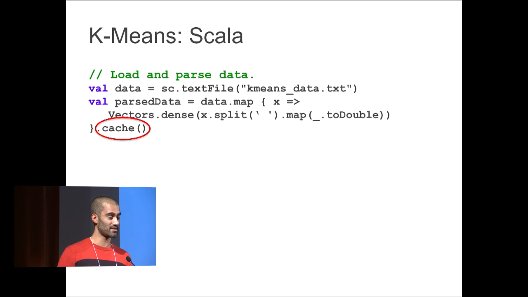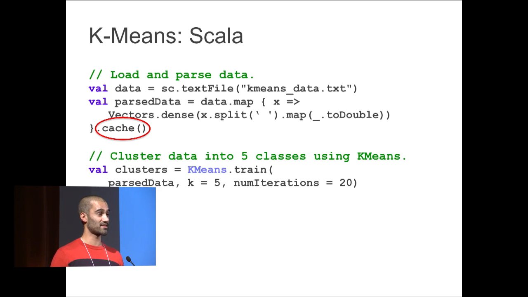And notably, it's important to note that you cache this data. Again, this is an iterative algorithm, and a nice benefit of Spark is that you can store state across iterations, and you're going to continually on each iteration compare each of your data points to the current cluster centers. So you want to load that data from disk once, cache it, and then never have to do that again. So that's important. Once you've done that, you basically call KMeans.train. You feed in this RDD storing your data.